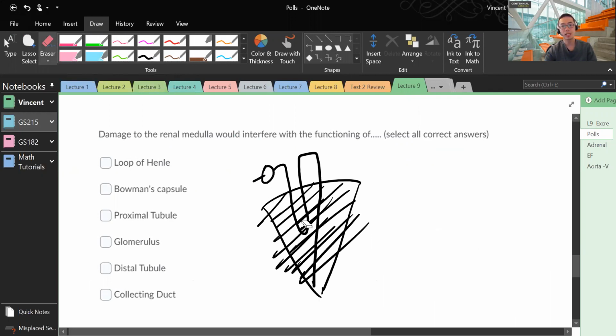well, let's see what's in the medulla. Right? The loop of Henle is going to be a problem because it's in the medulla, right? Collecting duct is going to be in the medulla. Okay, everything else should be fine because all these structures are in the cortex, right? Okay, so no problem with these structures.